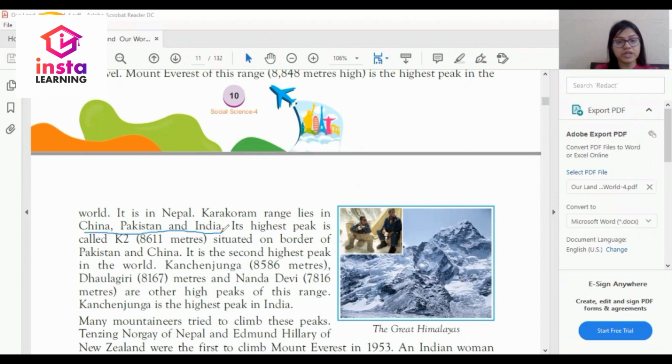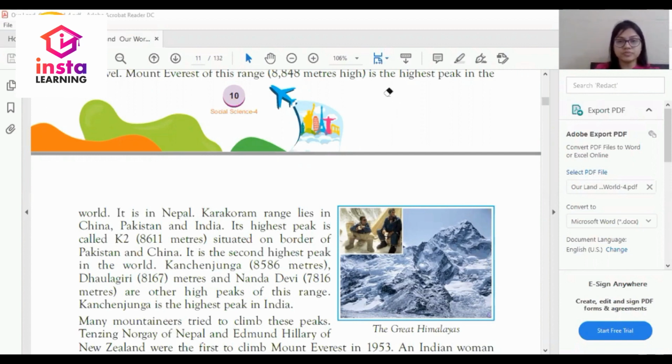So this is again a very important question. Karakoram range lies in China, Pakistan and India. The highest peak is called K2, which is situated on the border of Pakistan and China. Dear student, this is again a very important question. Where is K2 situated? So the answer is the highest peak, called K2, is situated on the border of Pakistan and China.